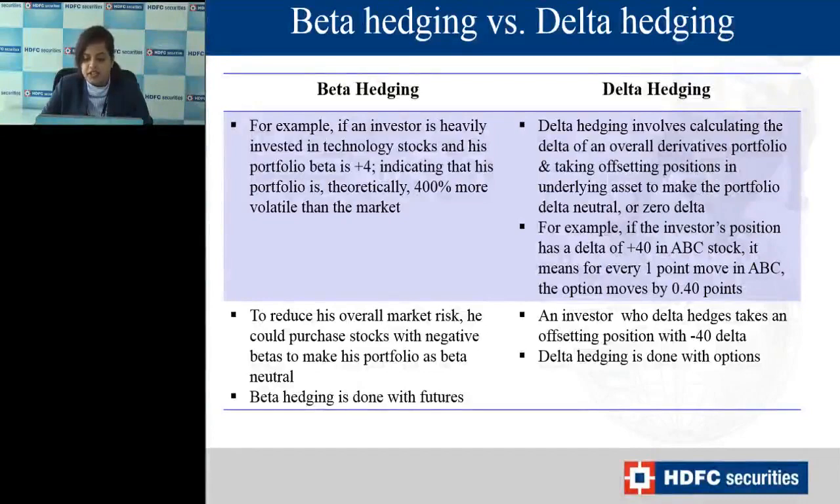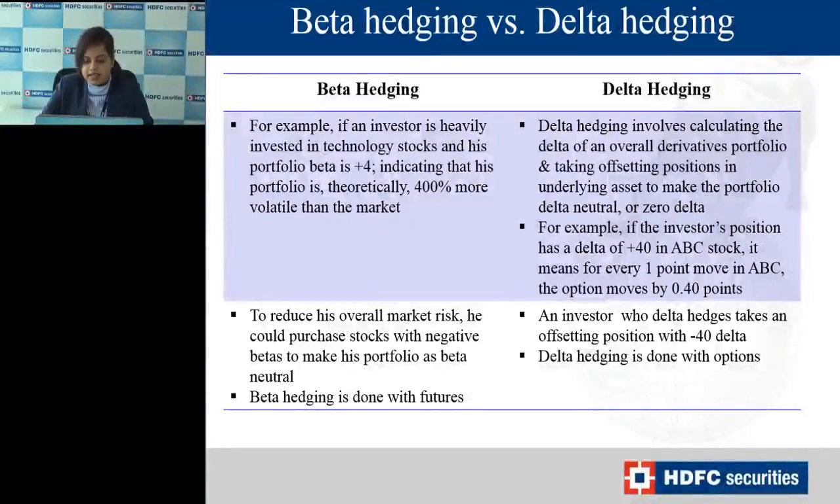Whereas delta hedging actually involves the calculation of the delta of the overall derivative portfolio, and then taking an offsetting position in underlying assets to make the portfolio delta neutral, or zero delta. Delta neutral or zero delta means that the portfolio is neither positive delta nor negative delta. If it's a positive delta, then the portfolio will give you positive returns when the market is moving up. But if the delta is negative and the market is moving up, then you would be seeing some negative returns. So this is what delta neutral, positive delta and negative delta actually mean.